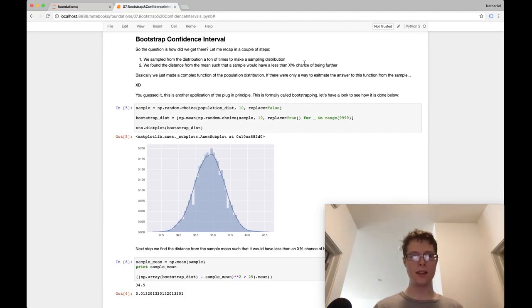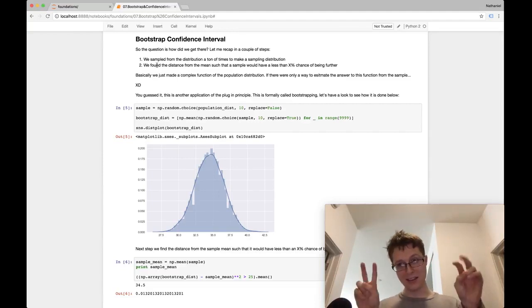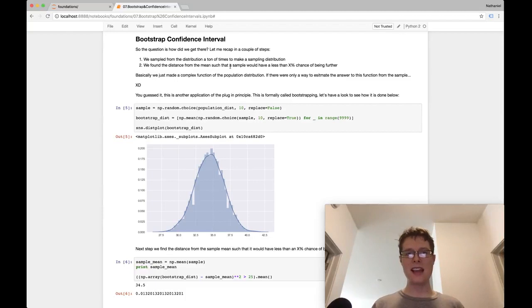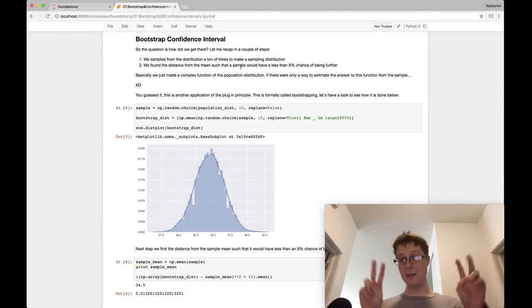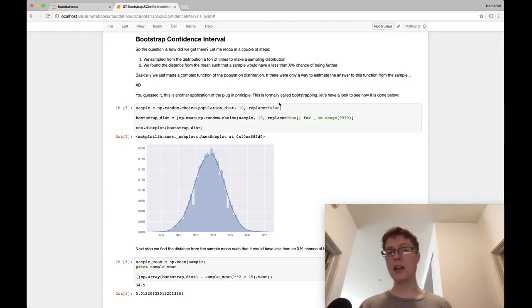We have a function, and the function is simple. We sample from the distribution, aka the sample, lots of times to make a sampling distribution. We then find the distance from the true mean, aka the sample mean, such that a bootstrap sample, a sample from the sample, would have a less than X% chance of being further. Let me show you the code for this.